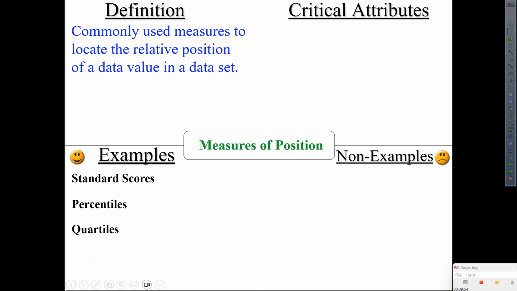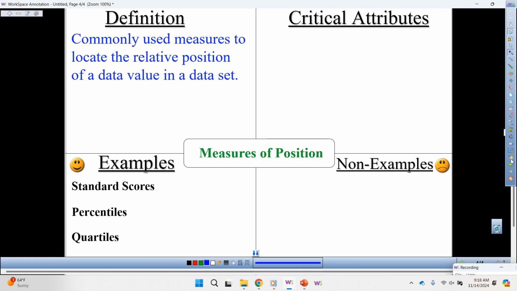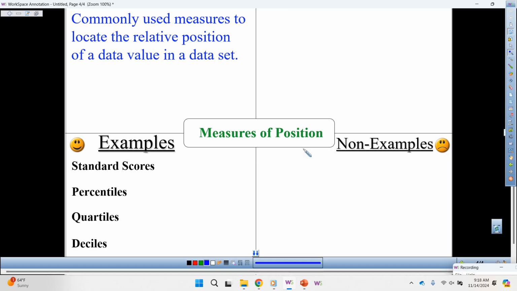And today's going to be a smooth intro. We're going to get started with standard scores. And standard scores, by the way, guys, is also known, label it, here goes. This is what we're going to focus on today. This is known as Z-scores.